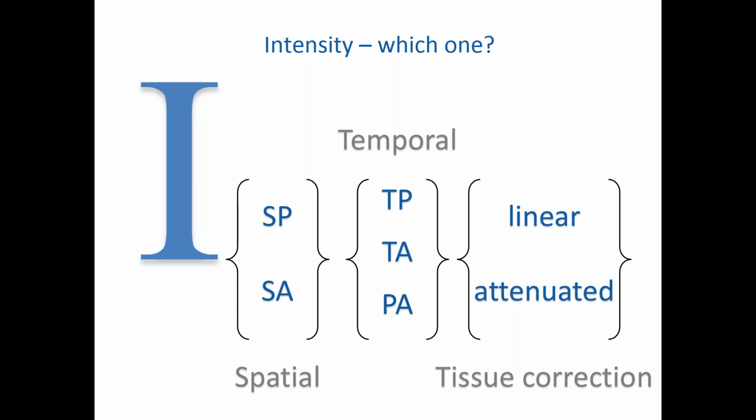And it's important to realize that these can be very different in value. The spatial peak, temporal peak value could be vastly different to the spatial average, temporal average value. And we could be talking orders of magnitude difference here. So whenever we are reporting an ultrasonic intensity, we need to be careful which one we are declaring.